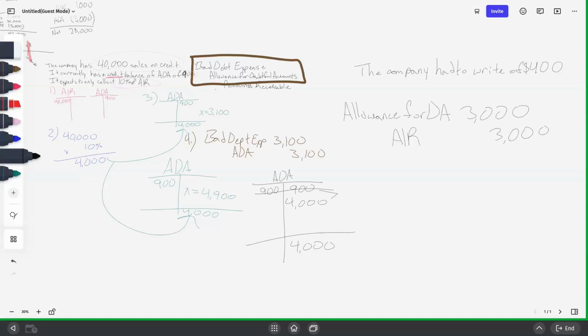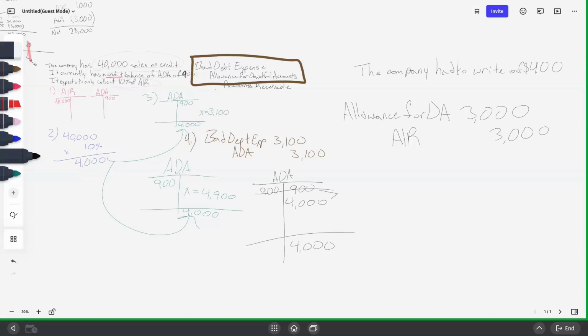So what was the original ADA from last year, if we were estimating? It just depends on the accounts receivable. It changes every time, because let's say last year we had 30,000 in accounts receivable. We still said, okay, 10% I don't expect to get. So now we make that 3,000. That's why we update it every year.